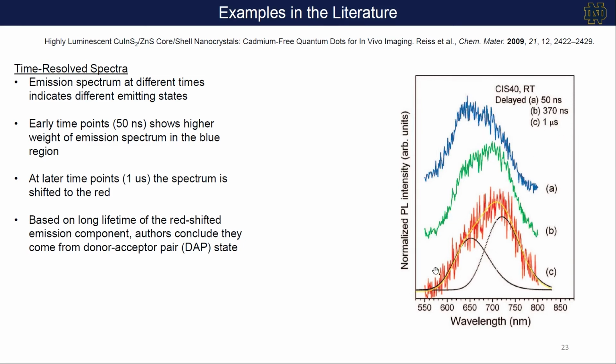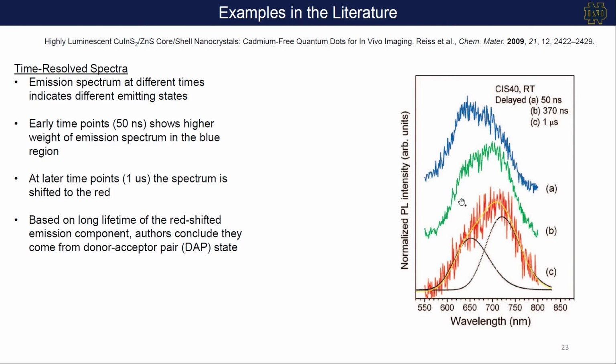Then even out to 1 microsecond, again, you can see two different states, and they use Gaussian fitting to showcase a state here and a state here. I think this is really interesting because, based on this long lifetime, redshifted emission component, and of course other information, they end up concluding that there's a donor-acceptor pair state in this system.